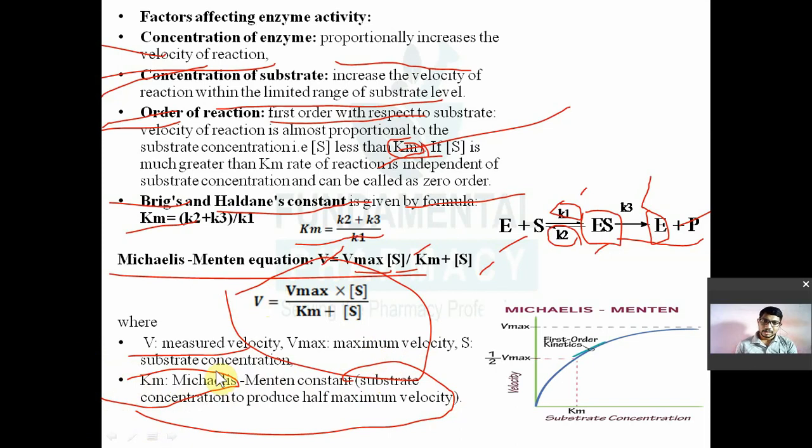If you plot the graph, with substrate concentration on the x-axis and velocity on the y-axis, you will get a graph. Initially it increases, then a curve comes, and then a flat region. If you intercept y and x at a point, you will get this point. Now the substrate concentration which is required to produce half of maximum velocity is known as Km. So this is the Michaelis Menten equation.